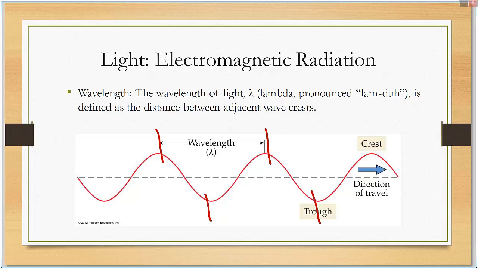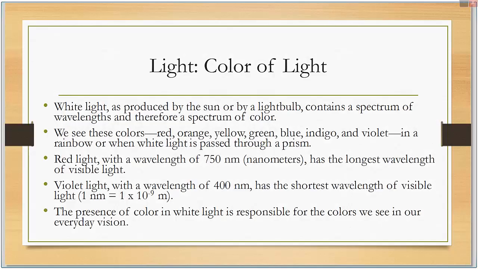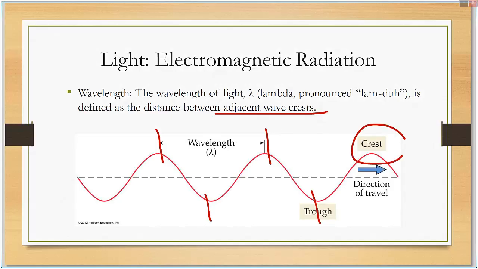Here they have it specifically measured between the crests. The crest is the top. Just to clarify, the crest is the top, the trough is the bottom. And lambda is the wavelength between two crests.